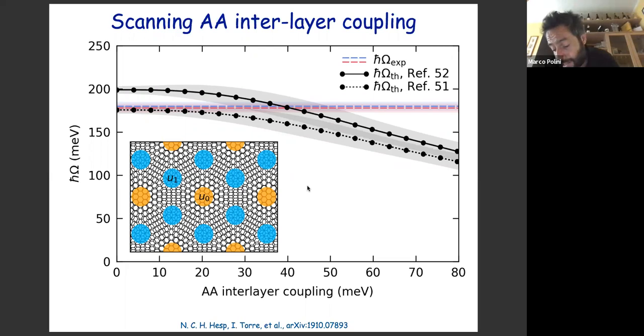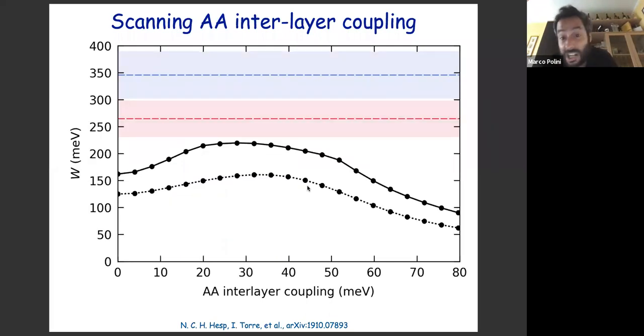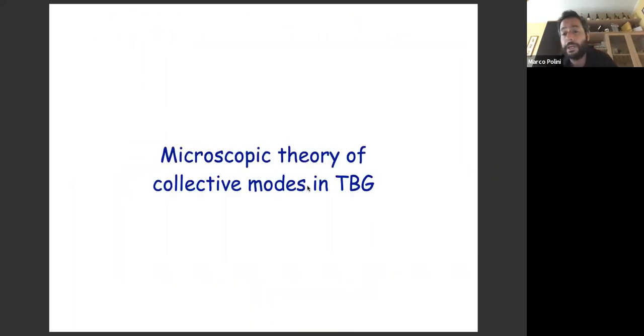and the best fit of the experimental data extracted by Niels and Frank and co-workers was obtained for an intra-sublattice tunneling U0 on the order of 40 MeV, so substantially smaller than U1. The spectral weight instead has a non-monotonic dependence, and again it peaks at some value in between the chirally symmetric continuum model and the Bistritzer-MacDonald U0 equal U1 model. I will define those parameters later, okay?